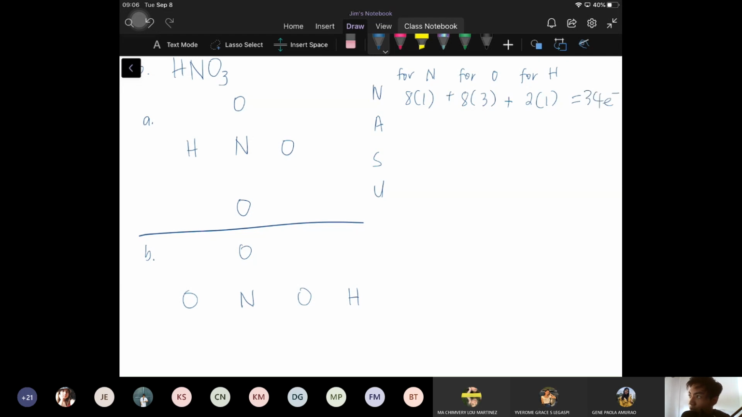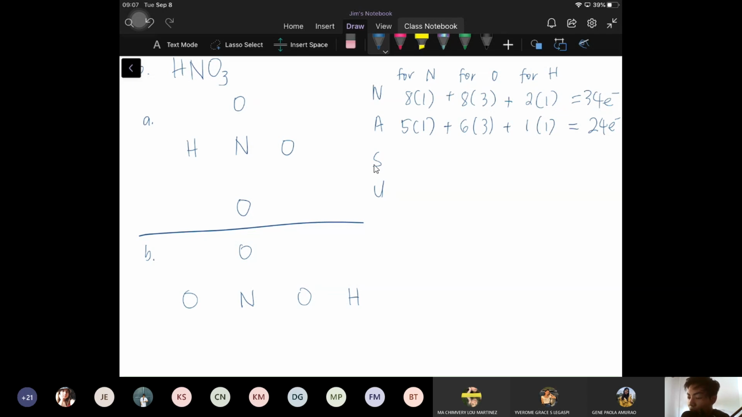Available valence electrons, yan. For nitrogen, the valence electron is 5. Oxygen is 6 kasi group 6 siya, times 3. Hydrogen is 1 kasi group 1 siya. So, 5, 6, 12, 18, 19, 20, 21, 22, 23, 24. 24 electrons. Okay, so wala namang charge. So, wala na tayong gagawin. We're okay with this one na.